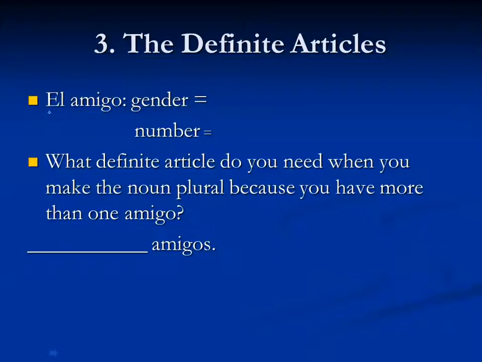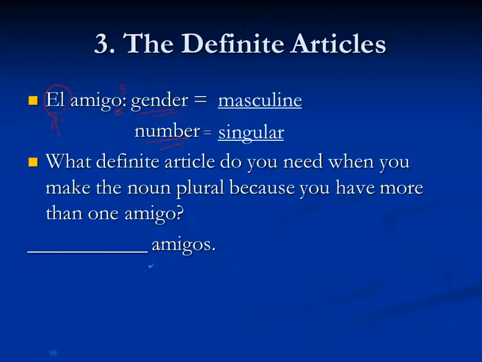So looking at el amigo, how do we know what gender it is? So there's 2 things here. We got el, it shows that it's masculine. And then we have a noun that ends in o, which also shows that it's masculine. Now we need to figure out what number it is. So once again, we look at the article, which is el. That el is a singular article. Then we look at the ending again. It's only o, there's no s on to it. So we know that it is singular.